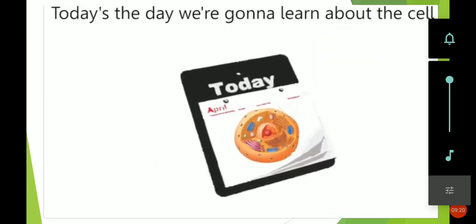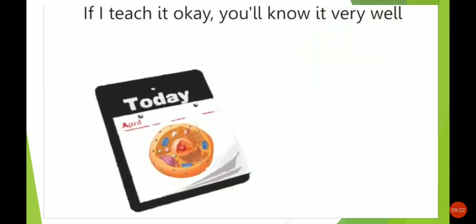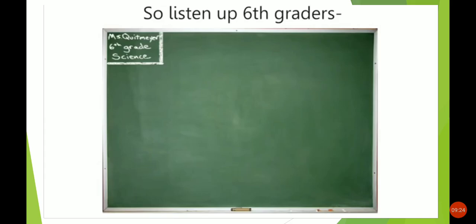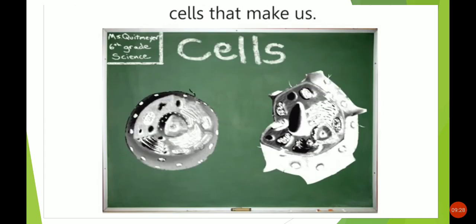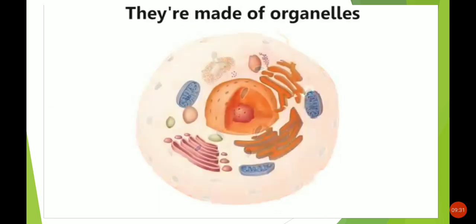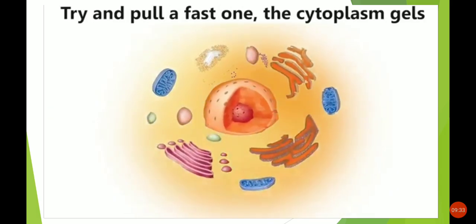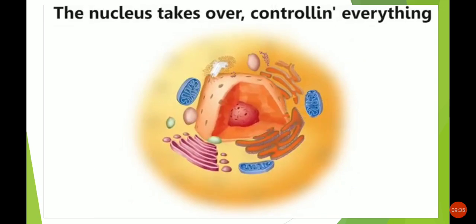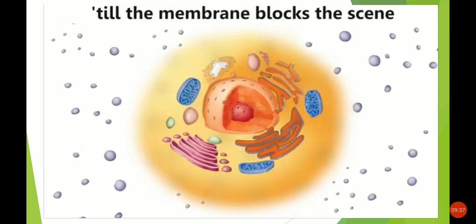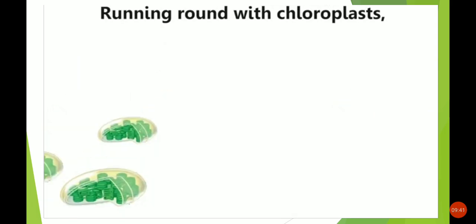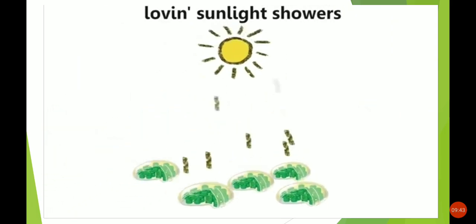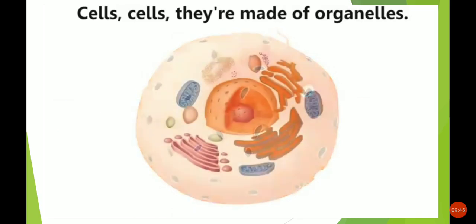Today's the day we're gonna learn about the cell. If I teach it okay, you'll know it very well. So listen up, 6th graders, no room left for haters. Let's talk about the building blocks of life, cells that make us. Cells, they're made of organelles. Try to pull it fast when the cytoplasm gels. The nucleus takes over, controlling everything. The party don't stop till the membrane box is seen. Inside the vacuole, we can float around for hours. Running around with chloroplast, loving sunlight showers. Cells, they're made of organelles.